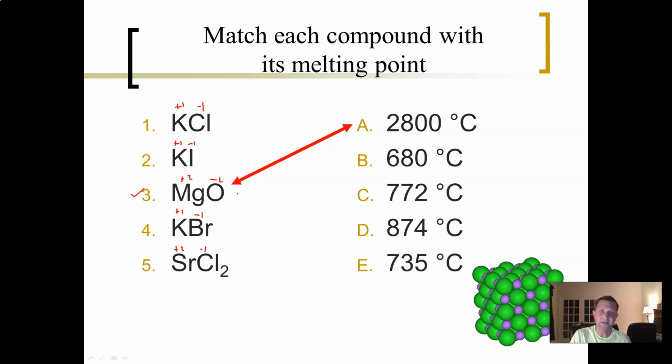What's the next highest lattice energy? Well, 1, 2, and 4 are all 1 and 1. Number 5 is a 2 and a 1. So number 5 is the next one. Okay, 874. So magnitude of charge is basically done now, because everything else is a tie. Magnitude of charge is a tie. When that's a tie, you go to your tiebreaker. Tiebreaker is size.